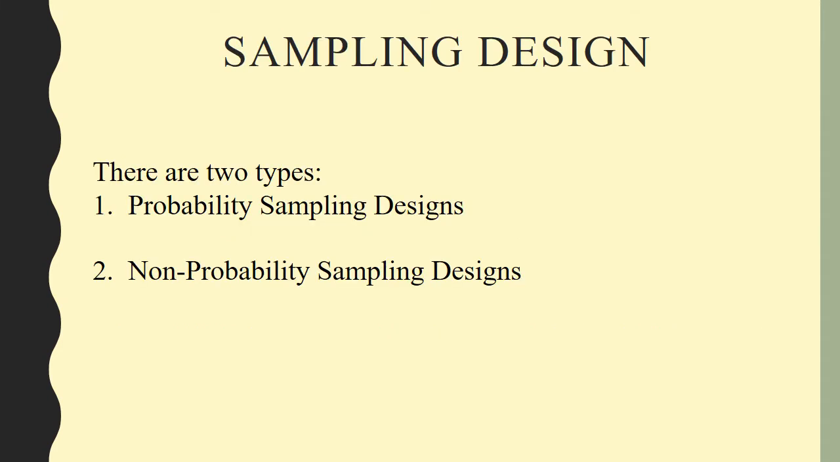Coming to sampling design, what is sampling design? Sampling design refers to the process of selecting samples from a population. Basically there are two types, that is probability sampling designs and non-probability sampling designs. First of all, we'll look into what probability sampling designs are.